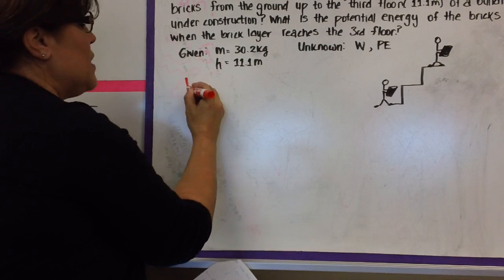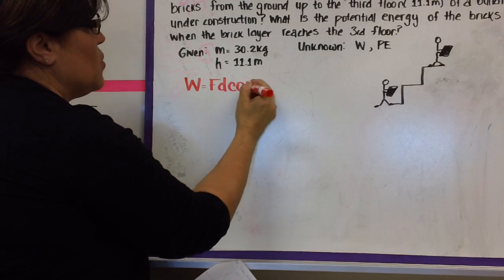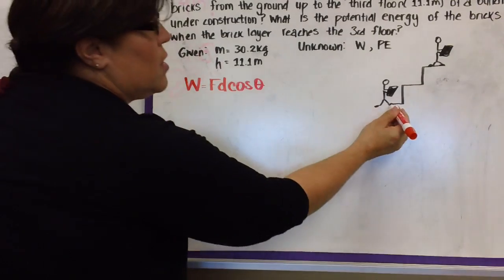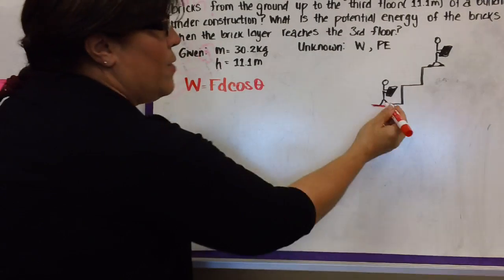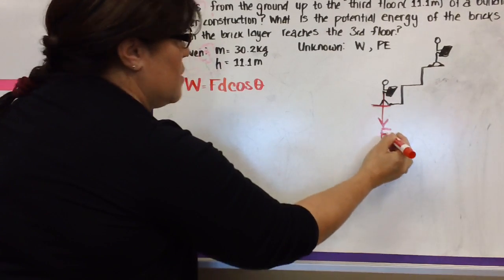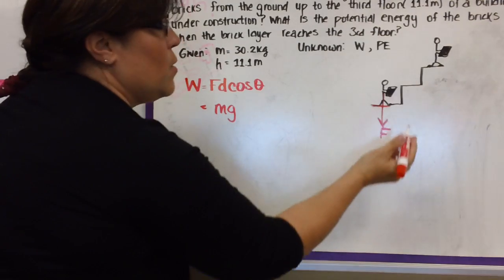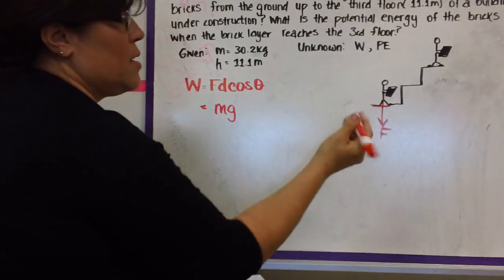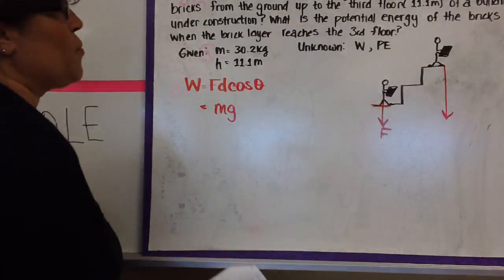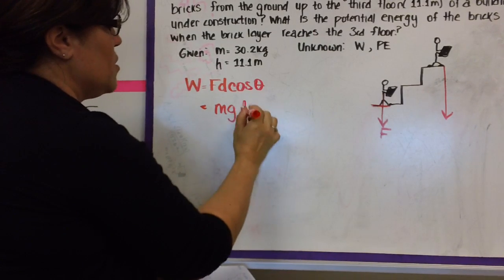So the first thing we want to do is find our work. We're going to go back to that equation that work is force times distance times cosine theta. So this is very similar to the lab we did. Here's the guy starting over here, and the work that he does is going to be his force, which is mg. And the distance now is going to be the vertical distance that he's going up. So we're looking for this distance right here, which is 11.1. So this will be just the distance.